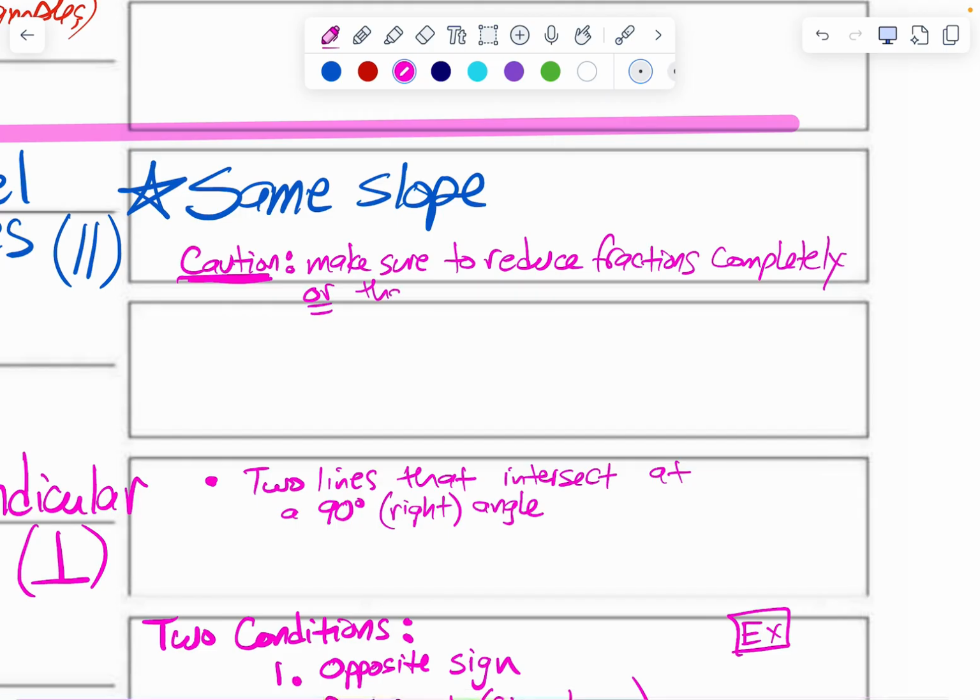Or that the slopes are in the same form. And by that we just mean like decimals or fractions.